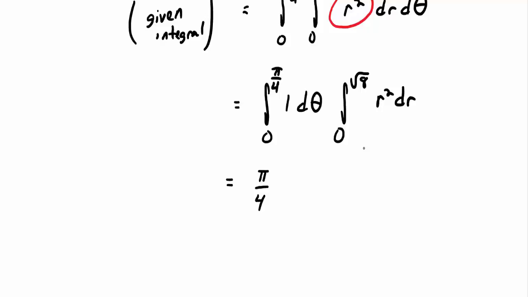Well, this guy's a little bit harder. What do I get when I integrate r squared? 1/3 r cubed. But remember, I leave the 1/3 on the outside. I'm just going to evaluate r cubed from 0 to root 8. So I get pi 12ths? No, I meant you're going to insert root 8 and it'll be root 8 cubed, right? Does everybody agree with that so far?